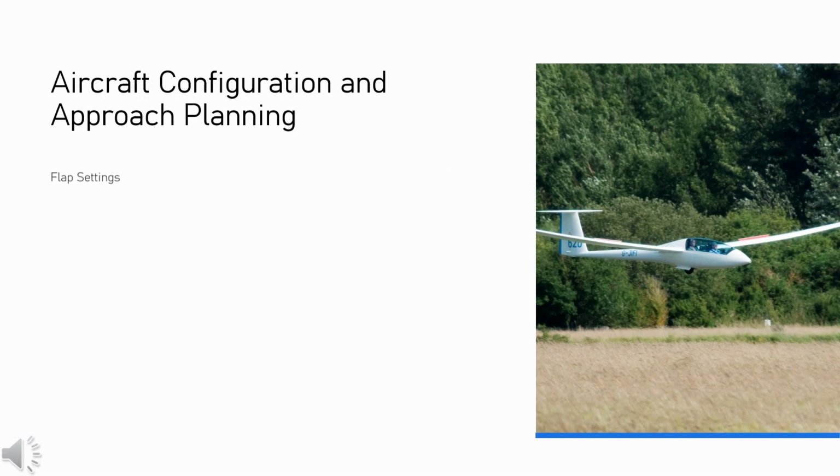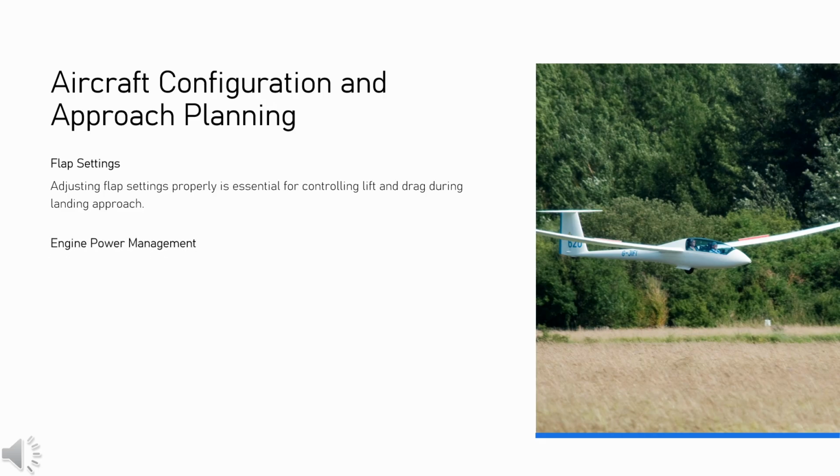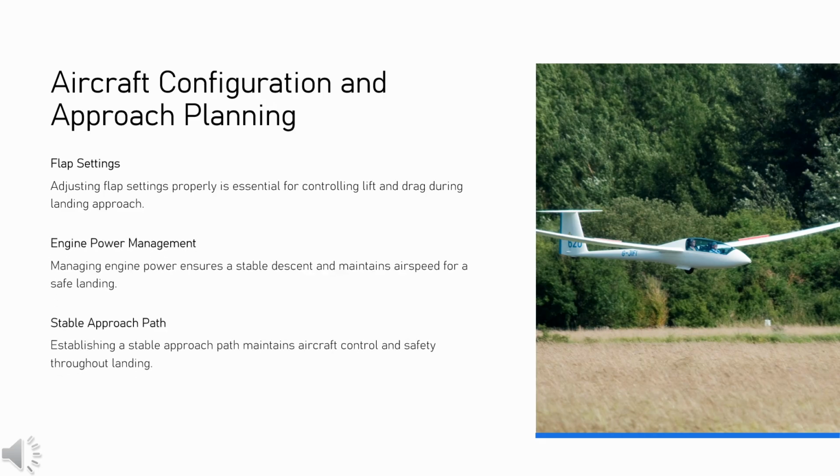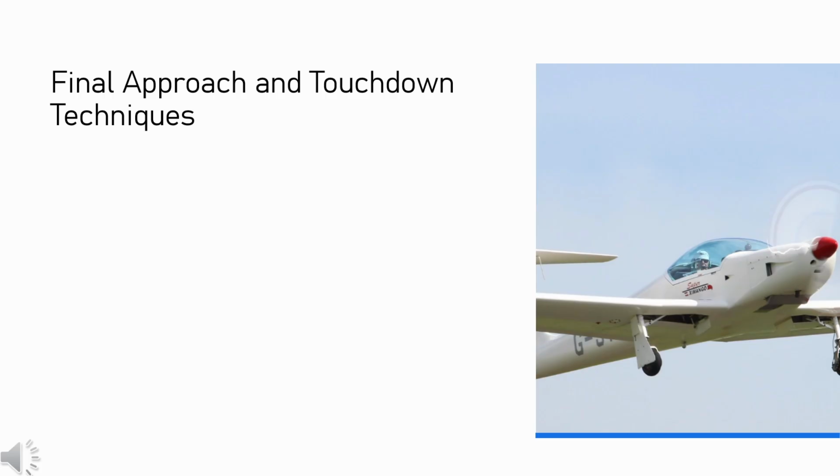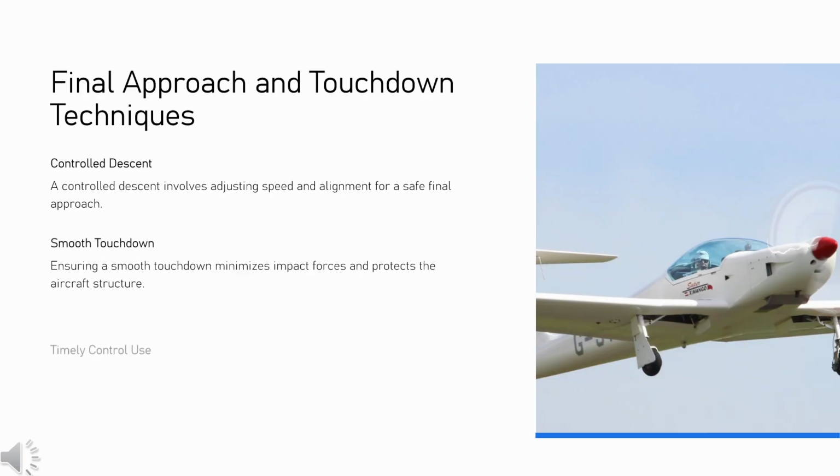Proper configuration includes appropriate flap settings, engine power management, and establishing a stable approach path to ensure control and safety during landing. Executing a controlled descent with adjusted speed and alignment is vital. Smooth touchdown and timely use of controls minimize risk and protect the aircraft and occupants.